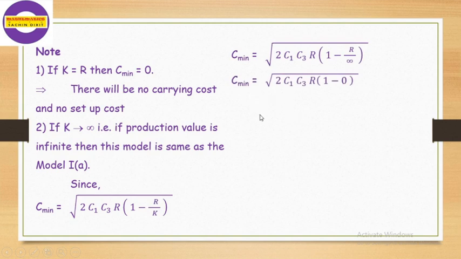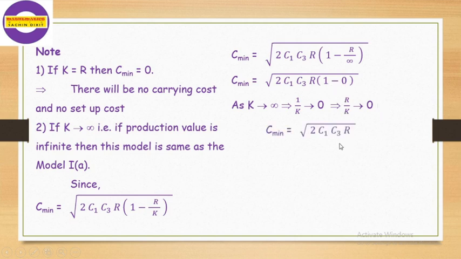So the value of C minimum: as k tends to infinity, 1 upon k tends to 0. So r by k tends to 0. So it will be 1 minus 0. So the value of C minimum is under root of 2 C1 C3 R, which is the same as in model 1a.